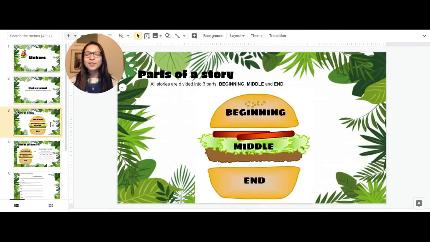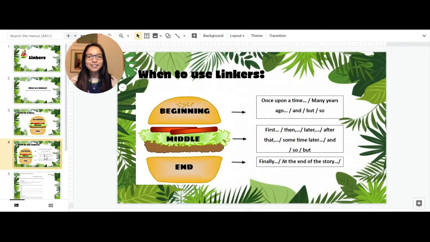Let's take a look. Remember, in a story, we had some different parts. As you already know, we've got the beginning, where we get to know who is in the story and where the story is taking place; the middle, that is going to present the problem. The characters are going to try to solve the problem by following different steps. And the end, where we get to know if the problem was solved or not and what happened with those characters. Okay, so here are the linkers.